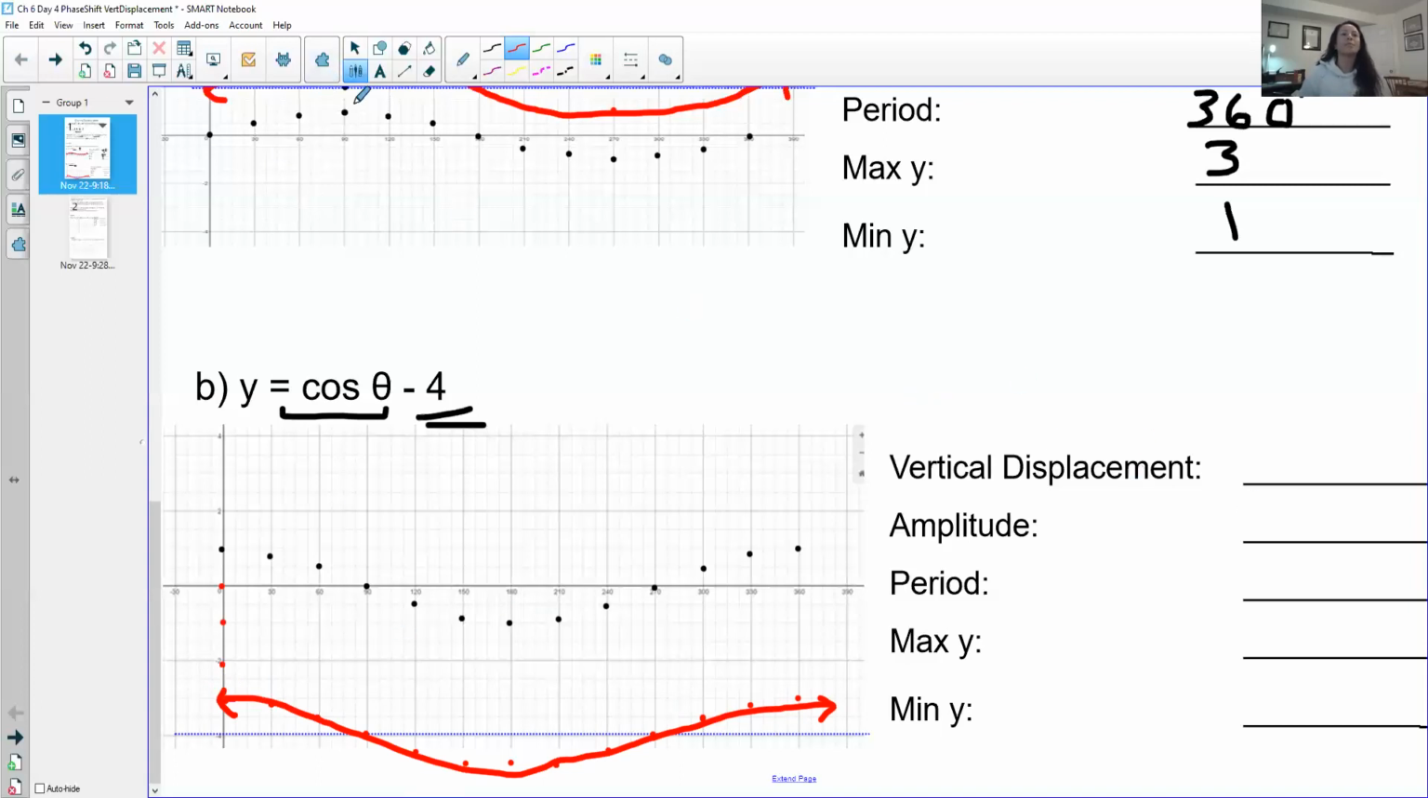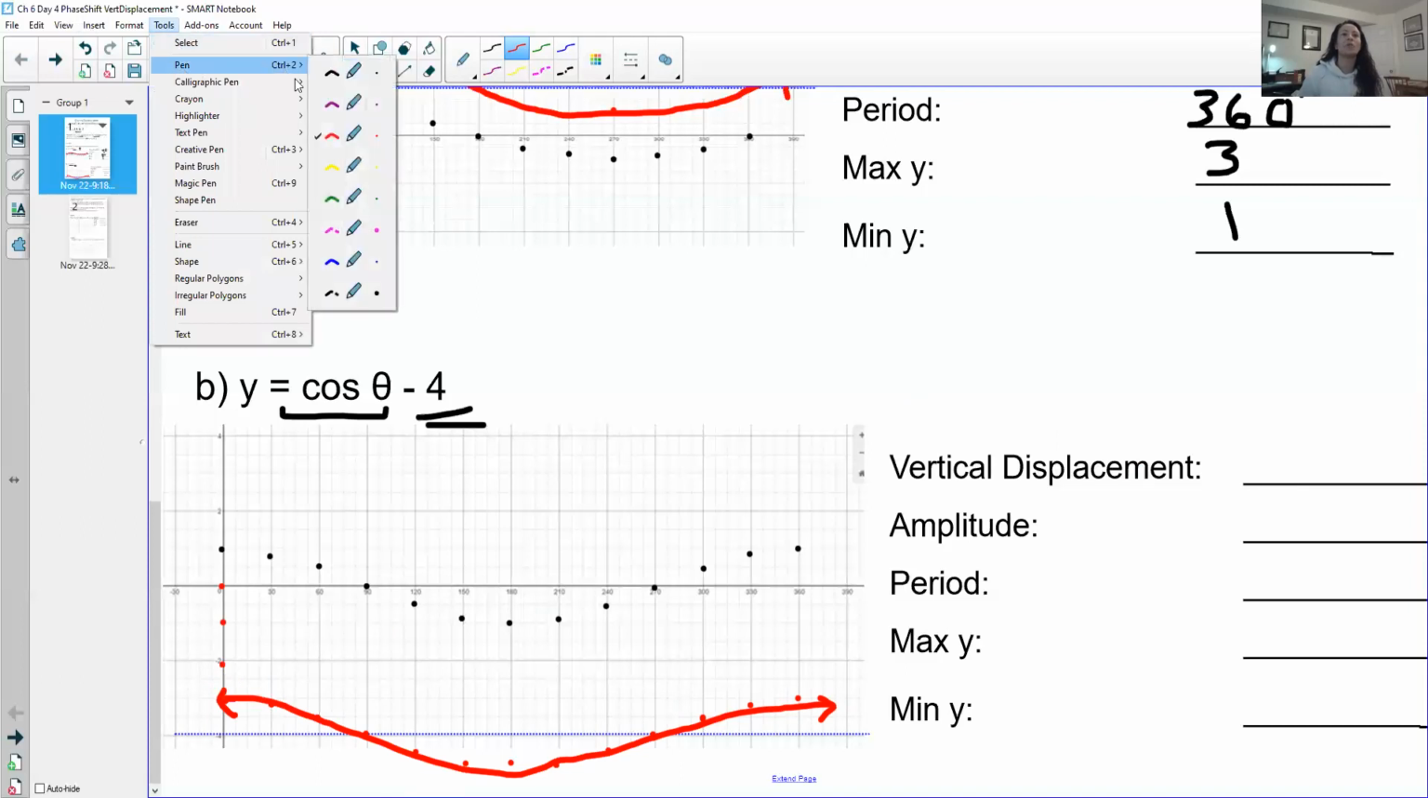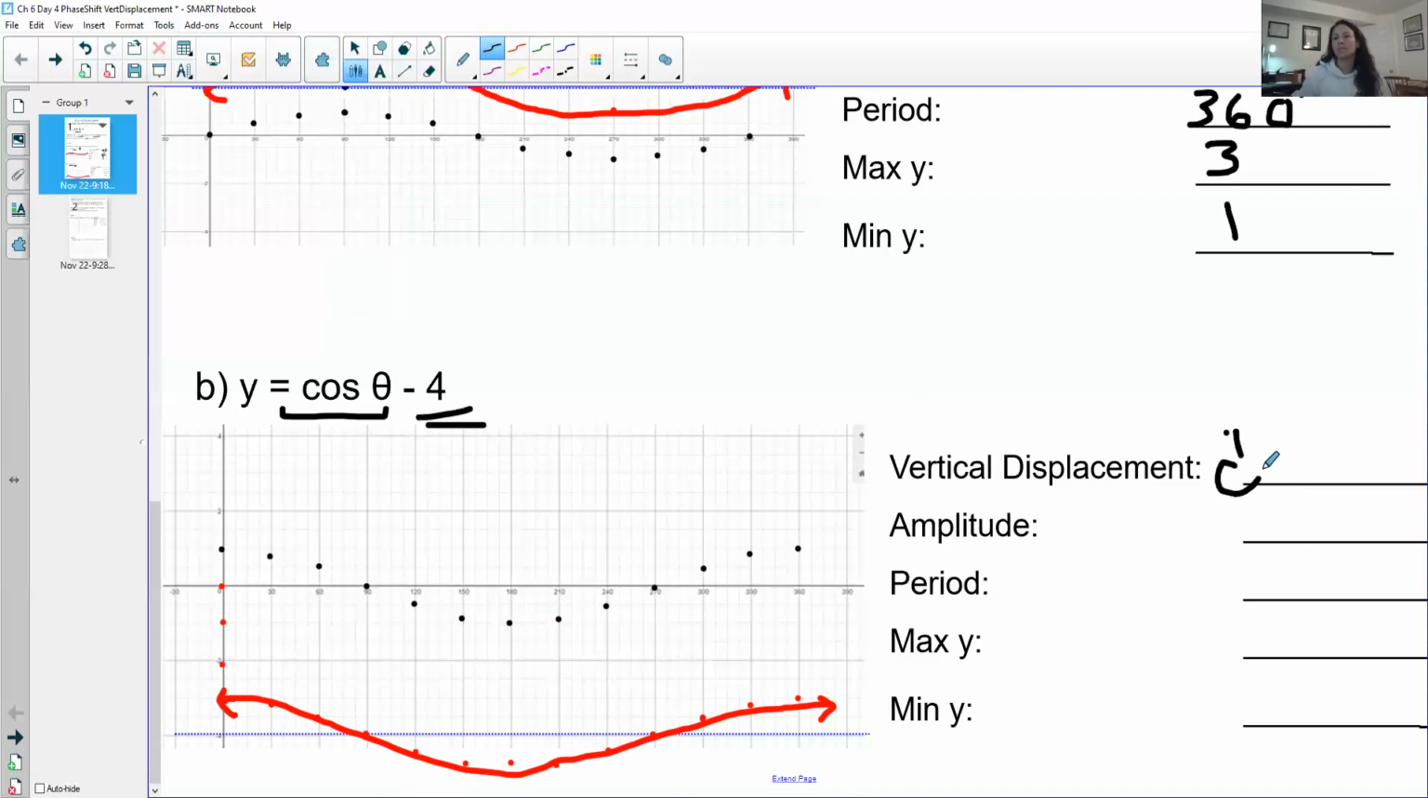Our vertical displacement, we know that this one was shifted down 4 units. So this is down 4. My amplitude, again, is from the equation of the axis to the highest point. Again, we are still going up 1. If you wanted to use your equation, my new high point is at -3 and my new low point is at -5. So if I take -3, subtract -5, that would give me positive 2. Positive 2 divided by 2 is 1.